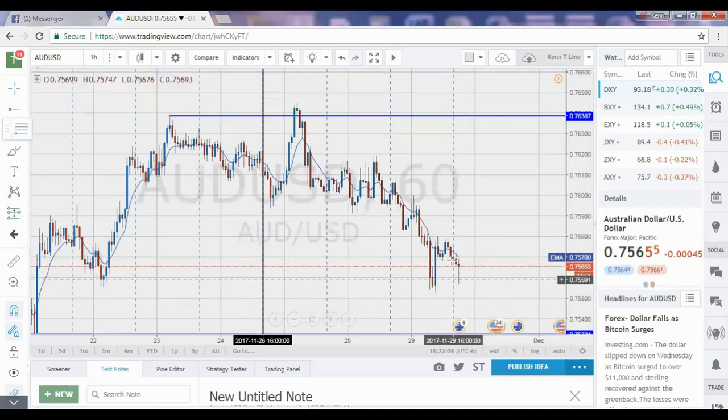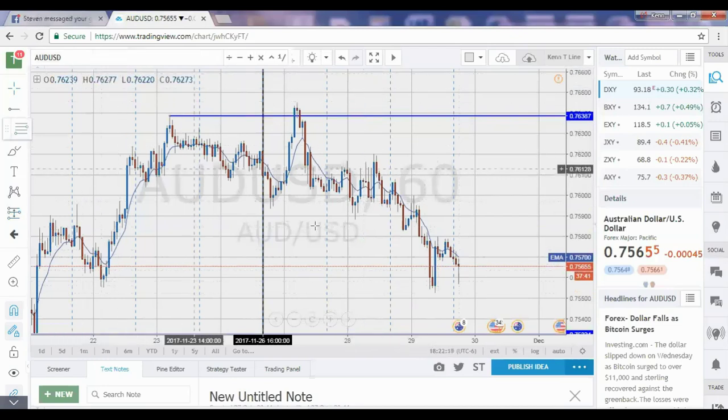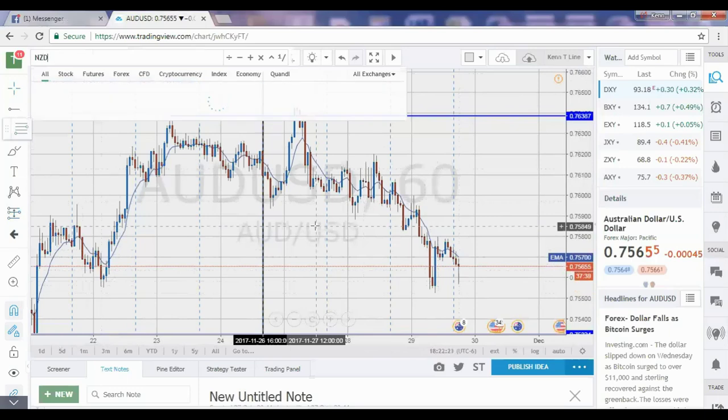Yeah, we're getting a little pullback now. We're getting a little bit of movement, but this is the open of the Aussie session, so nothing major there. I'm not worried about that. So let's move on to NZDUSD.